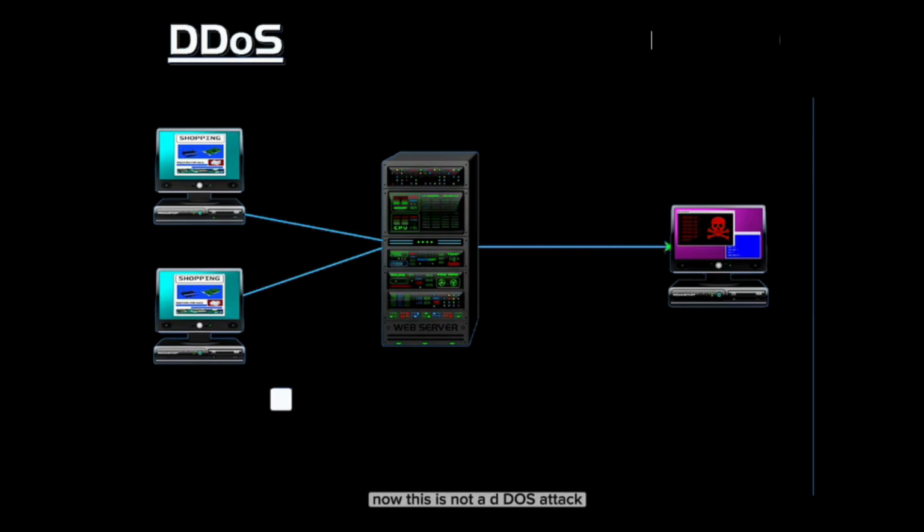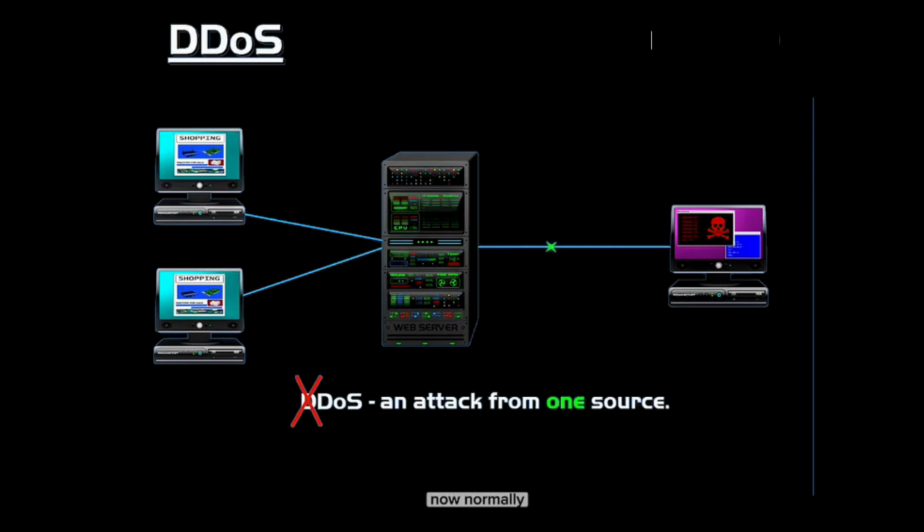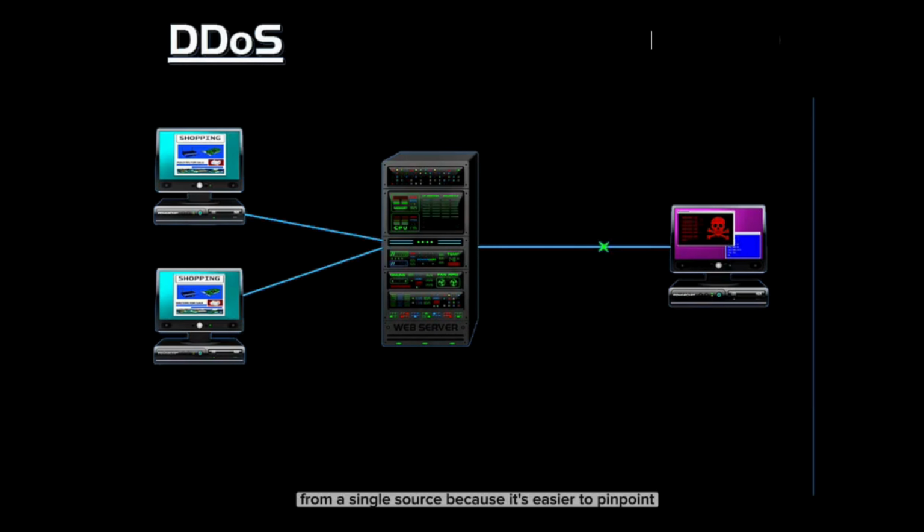Now this is not a DDoS attack. This is just called a DoS attack, which stands for Denial of Service, because a DoS attack is an attack that's just coming from one source. Normally a network or server is able to handle an attack from a single source, because it's easier to pinpoint. The server can simply close the connection where the attack is coming from. So that's not really a problem.